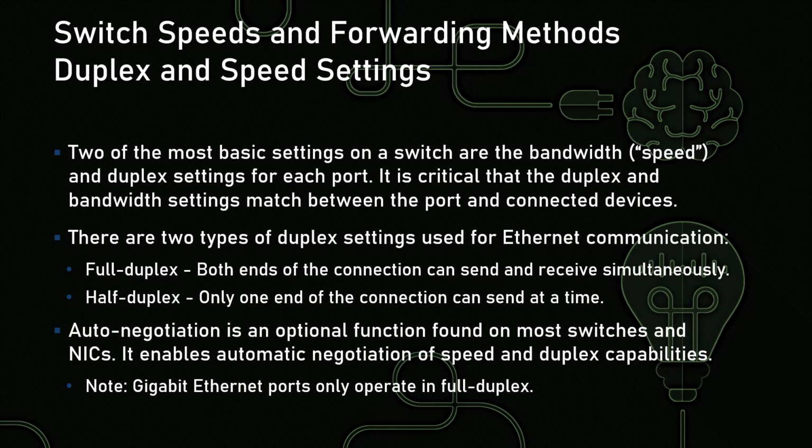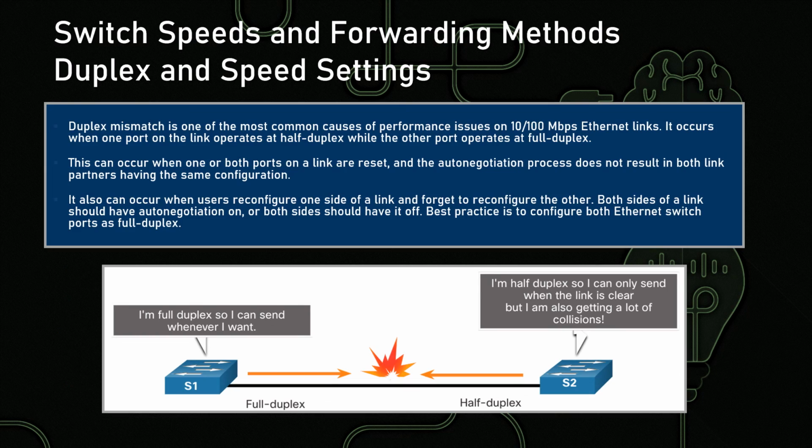Auto negotiation is an optional function on most switches and NICs, but it's almost always going to be turned on. Now be aware, if you're using a gigabit system, these only operate in full duplex, so there's not going to be any worry about auto negotiation for those. Duplex mismatch is graphically represented here. We can see that the link is never clear enough for the half duplex device to stop getting collisions and be able to send what it needs.